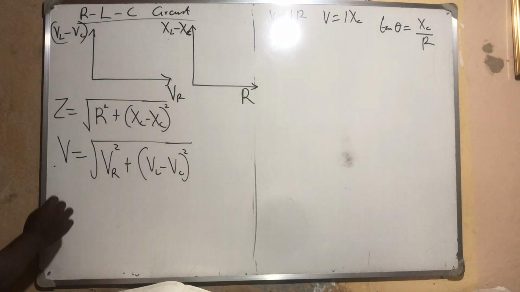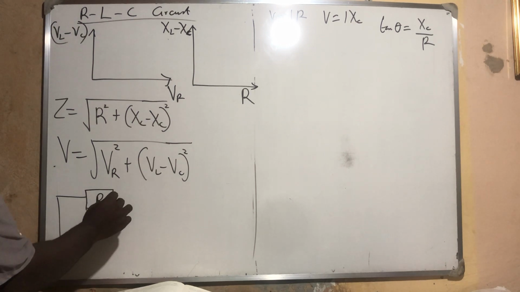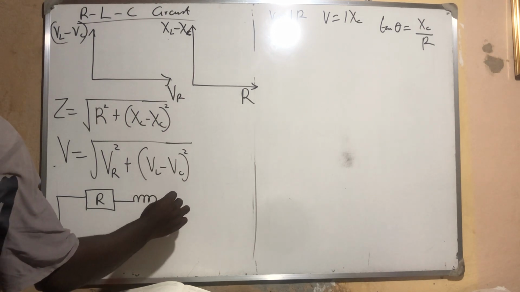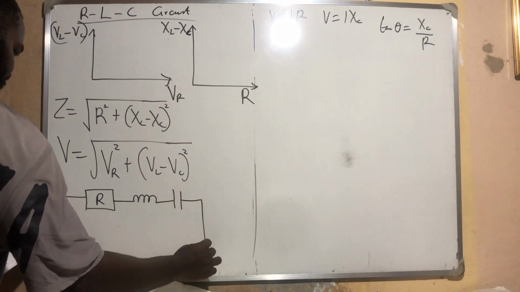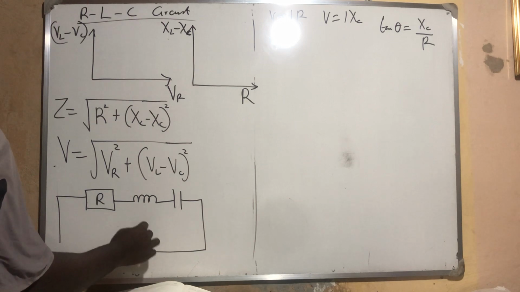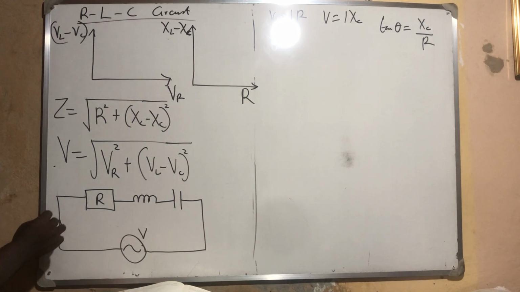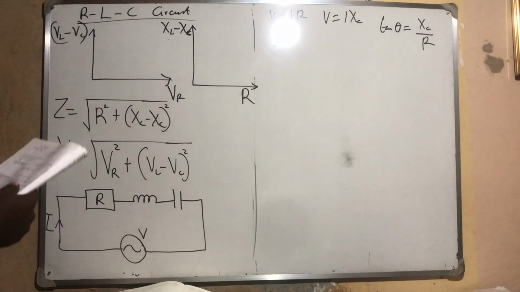If you want to draw the circuit, you are going to have this. This is your resistor. Always know the sign, please. This is my resistor. And then don't forget that the inductor is always like this. This is my inductor. Then don't forget that the capacitor is the one that is like this, like a battery. So I now have my voltage here. This is my voltage. And then a current is passing through them. All right? So that is that for that.